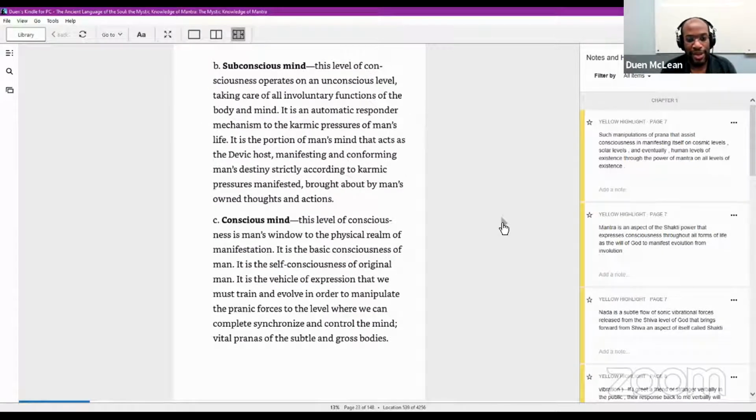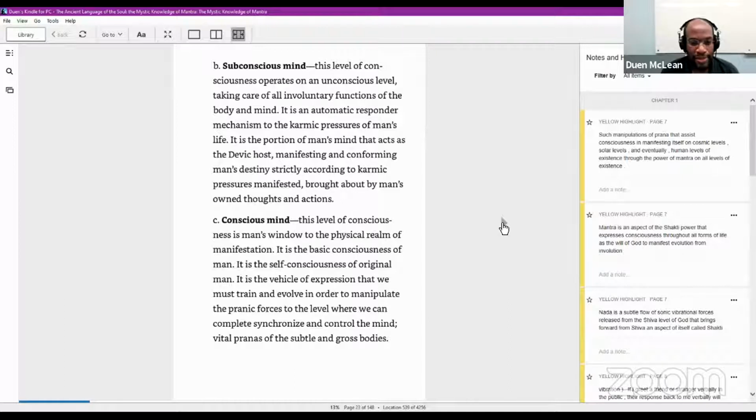B, subconscious mind. This level of consciousness operates on an unconscious level, taking care of all involuntary functions of the body and mind. It is an automatic responder mechanism to the karmic pressures of man's life. It is the portion of man's mind that acts as the devic host, manifesting and conforming man's destiny strictly according to karmic pressures manifested, brought about by man's own thoughts and actions.